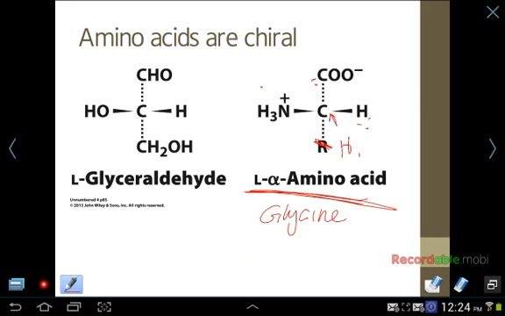Alright, so just keep that in mind whenever we are talking about amino acids and chirality, that glycine is not chiral. So it is a unique amino acid. Okay? Now, besides that, all other amino acids are chiral, and what's interesting is that all amino acids and proteins are L amino acids. So they have the levorotary designation.